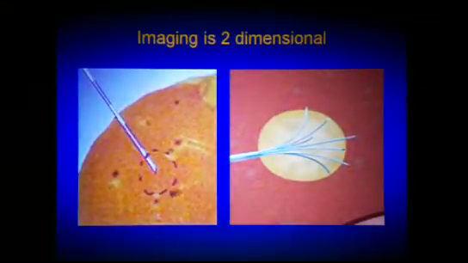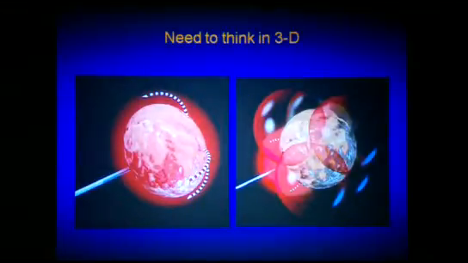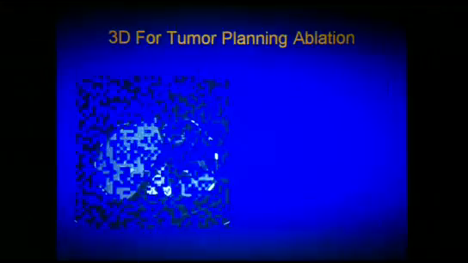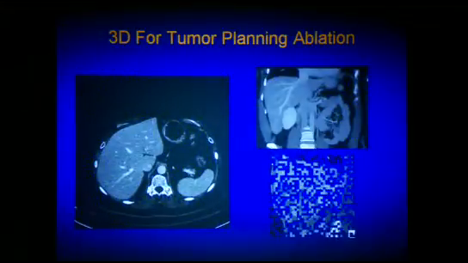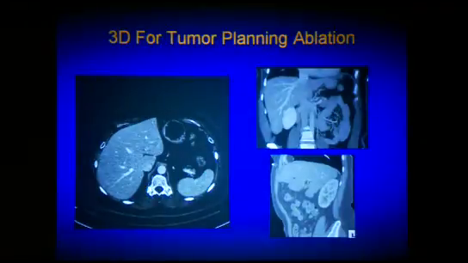We usually think of these structures in two-dimensional terms, but we have to think in three-dimensional terms to make sure that we cover the entire tumor with the appropriate 1 to 2 centimeter desired margins. In our 3D planning, we take axial, coronal, and sagittal images of the tumor to make sure that we actually have full coverage of the tumor.